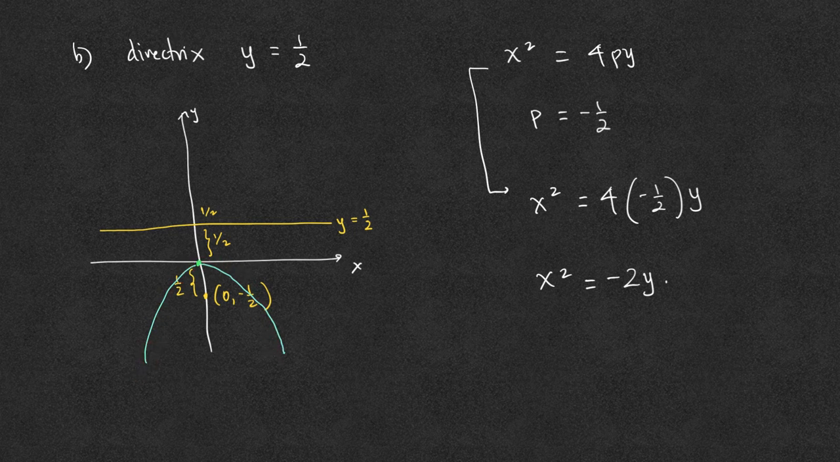How do we know it opens downward? It is because the vertex is exactly in the middle of the directrix and the focus. And again, we were given that the vertex is at the origin, and so the focus has to be on the opposite side of the directrix. We could also easily obtain p from the directrix. If the equation for the directrix is y equals 1/2, then it is y equals -p. P is therefore -1/2.